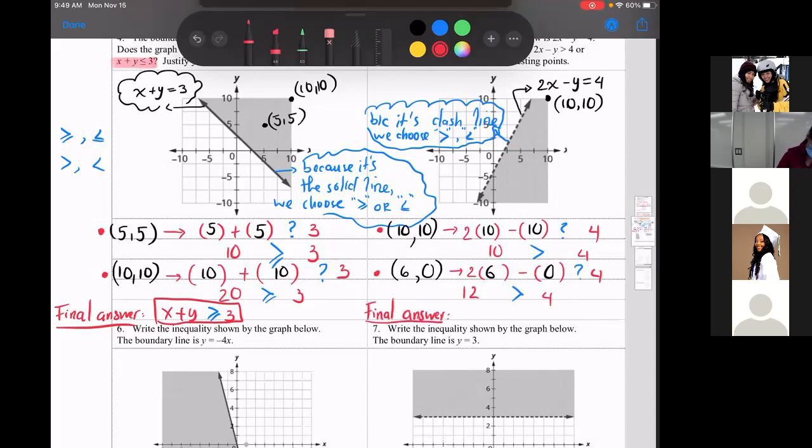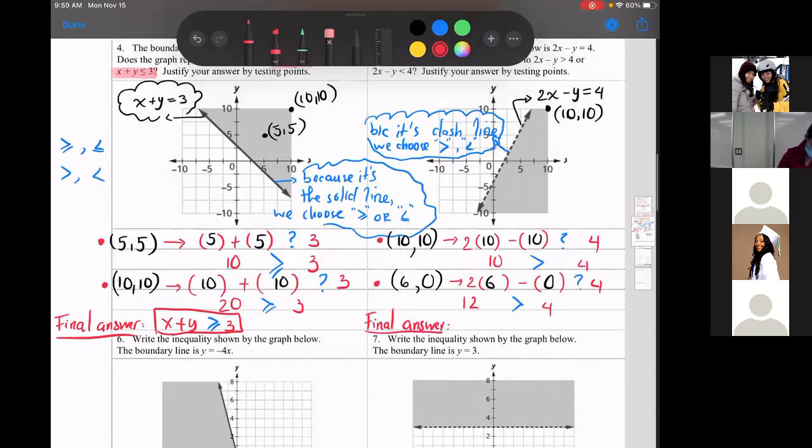So what does that mean? How does my solution look like? 2x minus y greater than 4. Greater than 4.